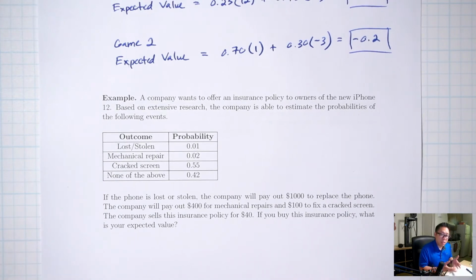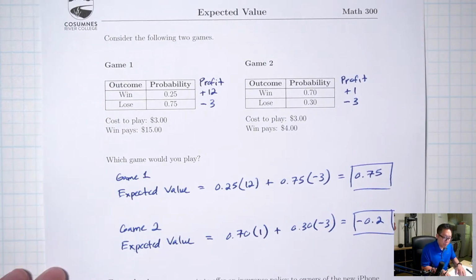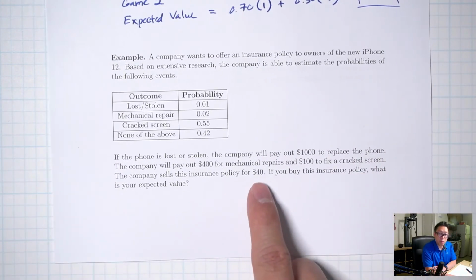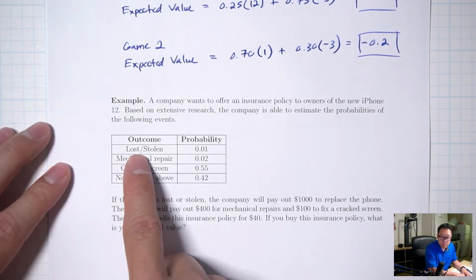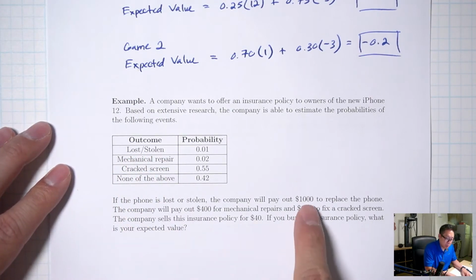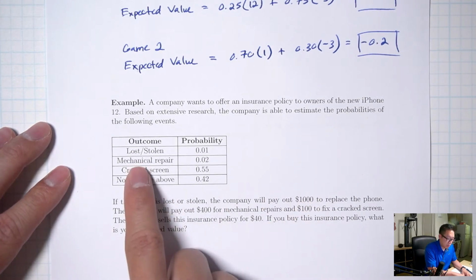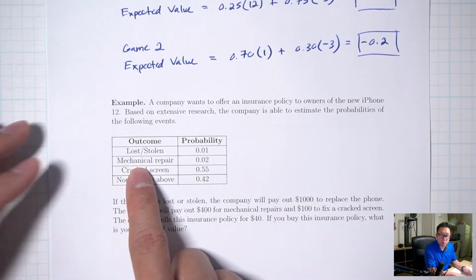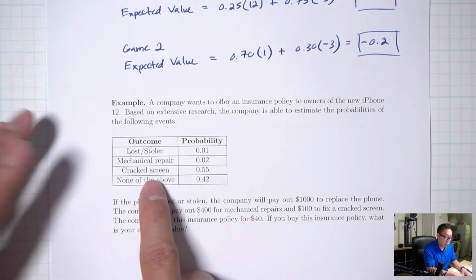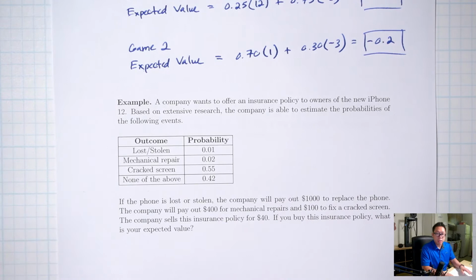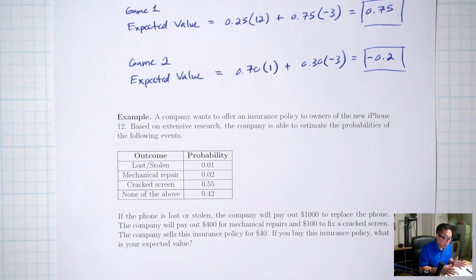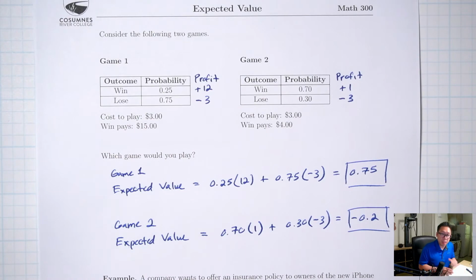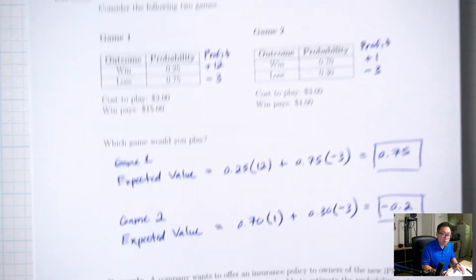An insurance policy is essentially a game of this type. You buy the insurance policy for $40, right? So that's the cost to play. If your phone is lost or stolen, the company is going to pay you $1,000. If your phone is broken and needs mechanical repair, the company's going to pay you $400. If you crack your screen, the company's going to pay you $100. If you're super careful and you never actually use your policy, you basically lost your $40. So this is a game of this type that we play very, very often in our daily lives.